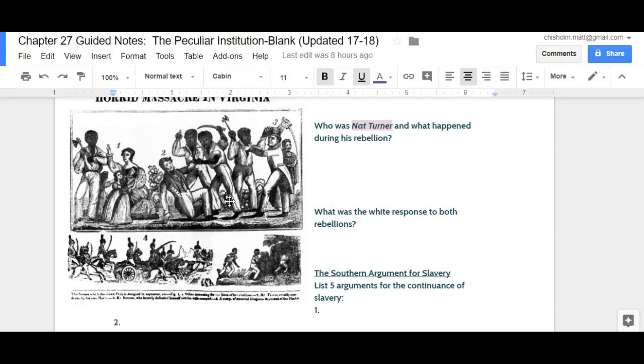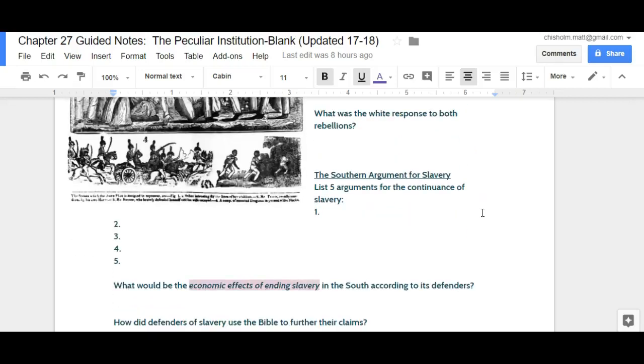And as a result, the white response to both rebellions is incredibly harsh retribution, right? We see 65 people that are hanged as a result of them, and then, of course, a really intense strengthening of the slave codes, right? So the South reacts just as violently, if not more violently, than the actual rebellions.